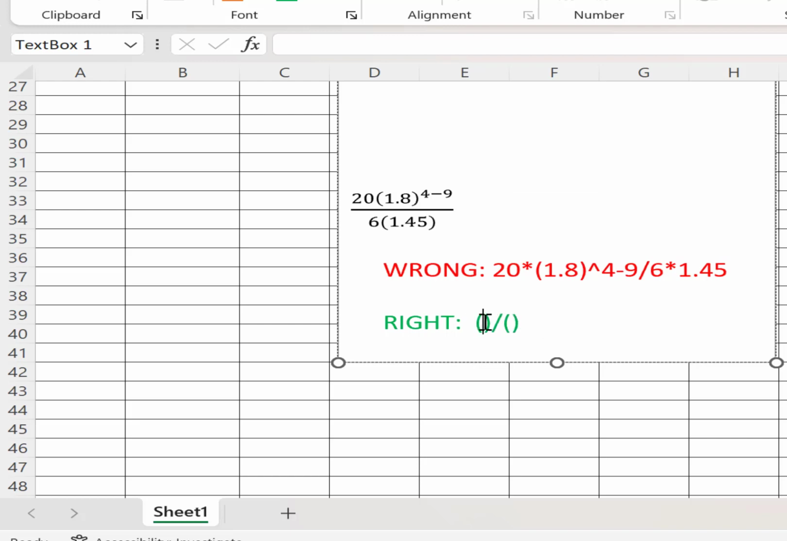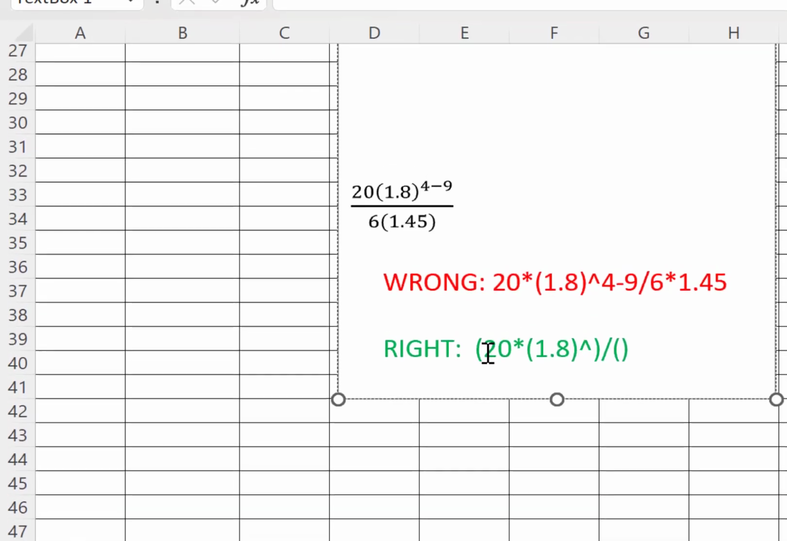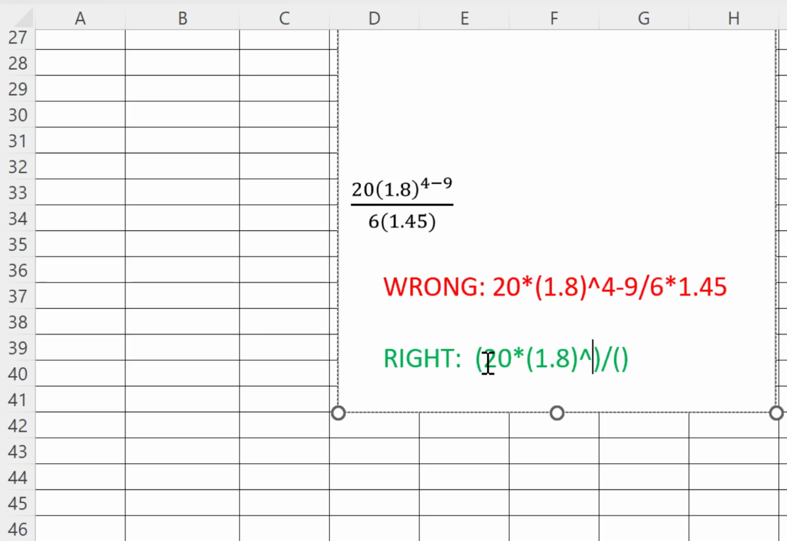I might even set it up that way when I start typing it in Excel so that I'm sure to have parentheses around the top, parentheses around the bottom. Then I start typing my numerator inside the top, 20 times 1.8 raised to the, and in the exponent, I need 4 minus 9. So I wrap parentheses around that exponent, 4 minus 9. Then I go to my denominator. The entire denominator is 6 times 1.45. That has to have parentheses around it, so all of it ends up in the denominator.